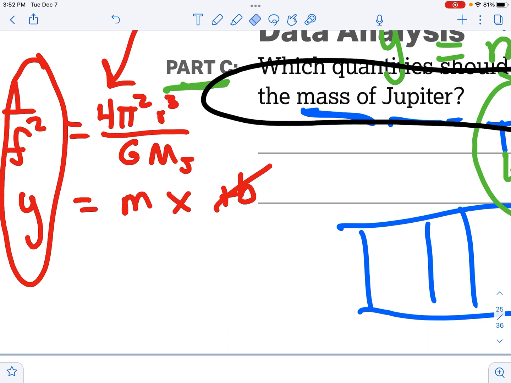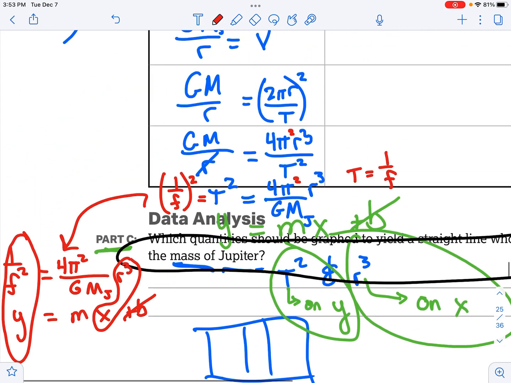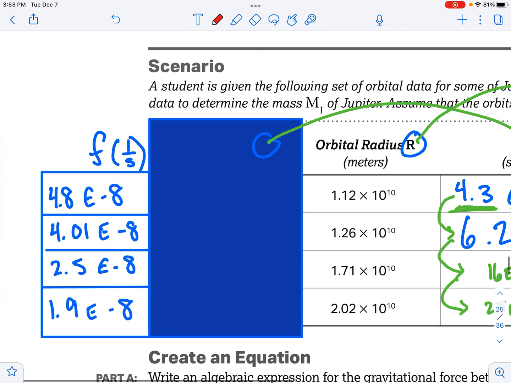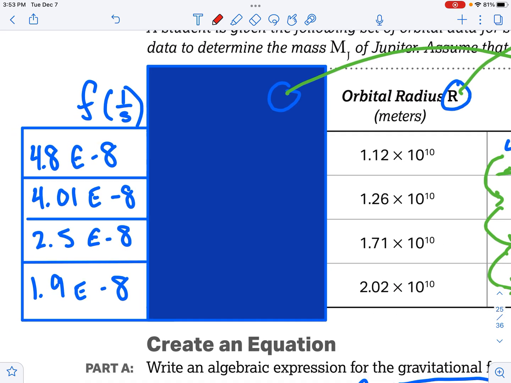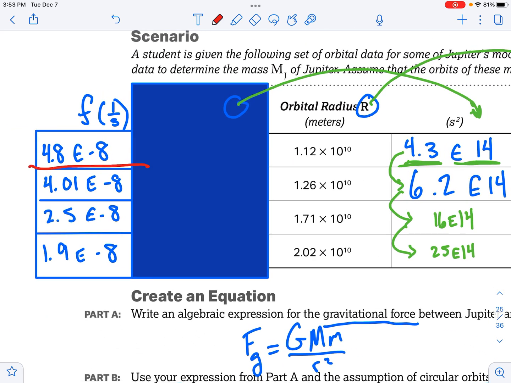Though I do like writing it kind of off to the side, so that I don't have to have it quite as snaky. So I would go back up to my table. I'd say, okay, I need to do frequency not only squared, but 1 divided by frequency squared. And so I want you to do that right now with this number. Get out a calculator, say 1 divided by parentheses 4.8 e negative 8 end parentheses to the second. And you know what you get? You get that number.